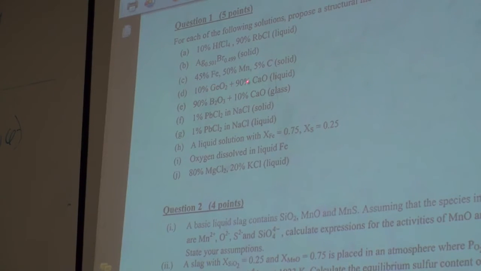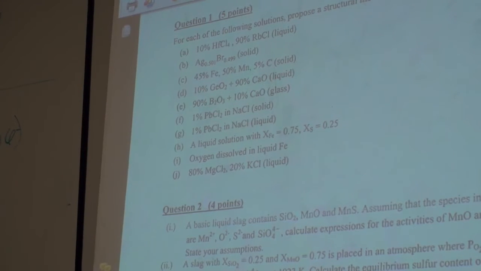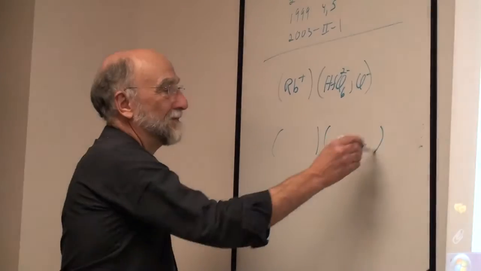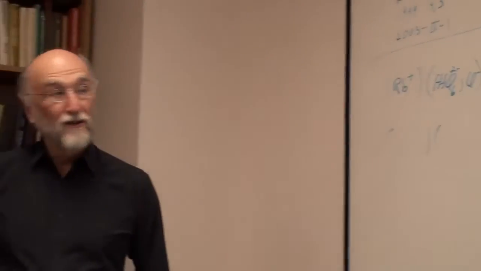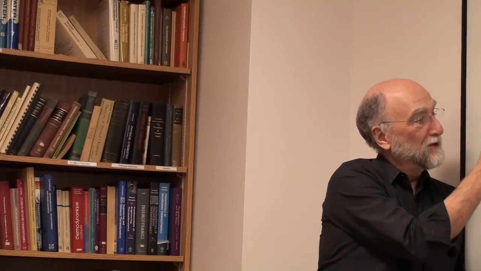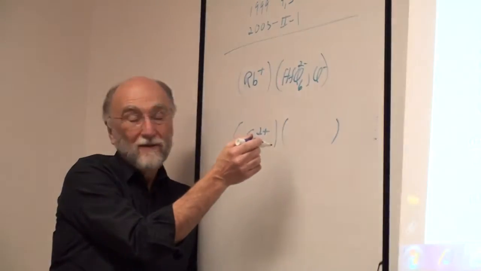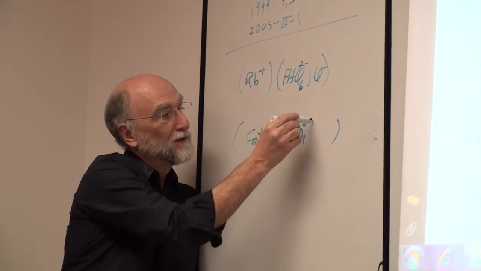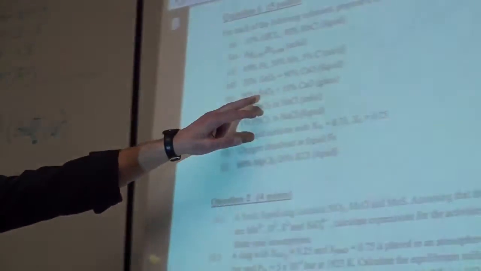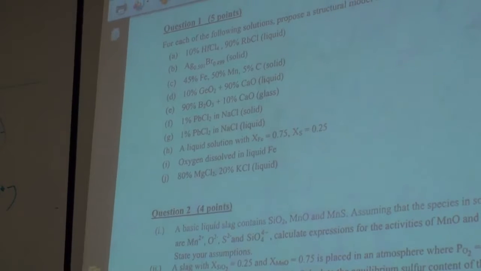Germanium oxide and 90% calcium oxide in the liquid state. Simple model. Germanium is like silicon at first. Very, very basic. So your cation sublattices: calcium, and over here you got GeO4s and oxygens. Now here your 90% boron oxide and 10% calcium oxide.